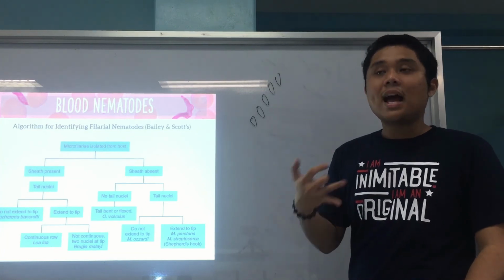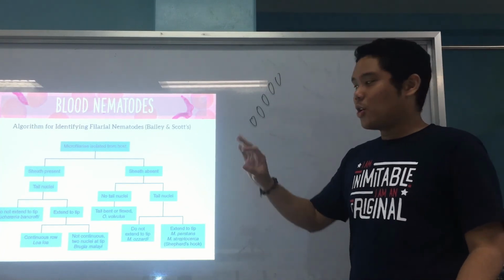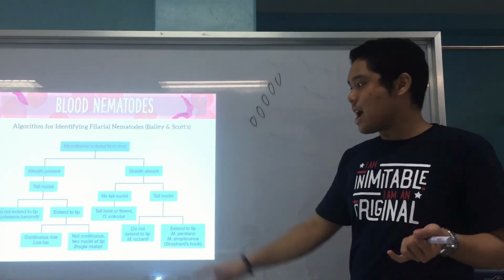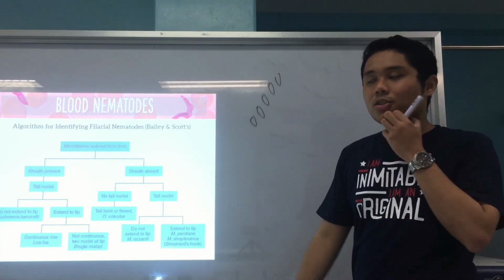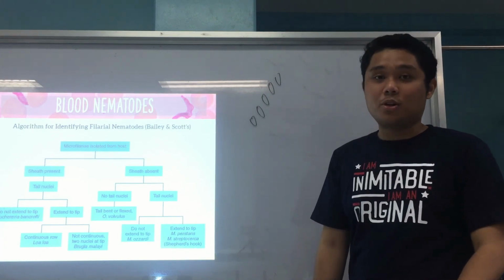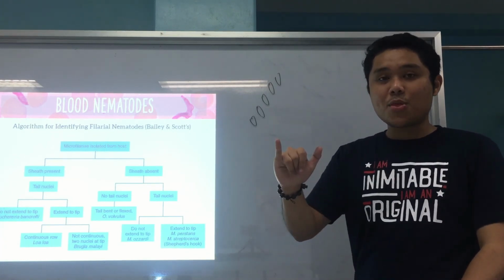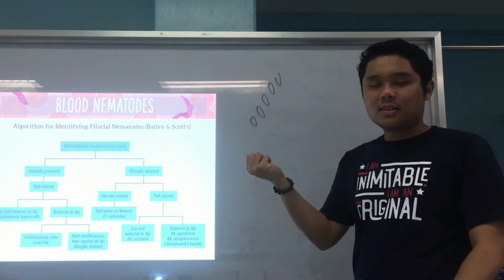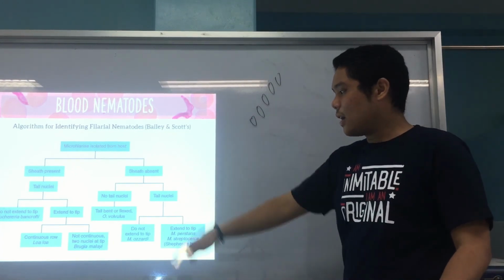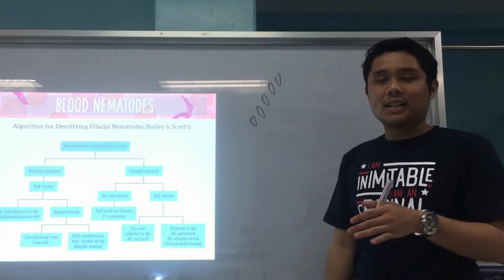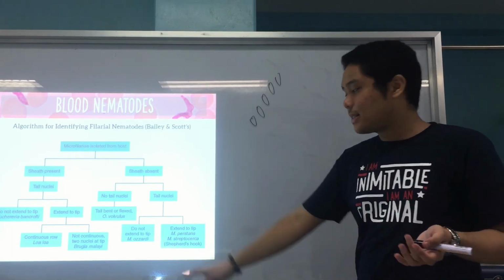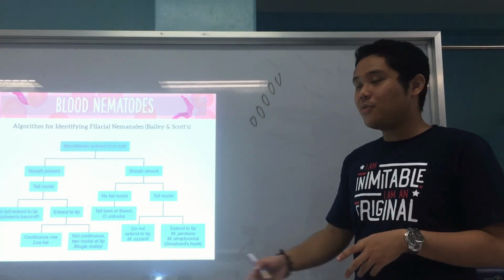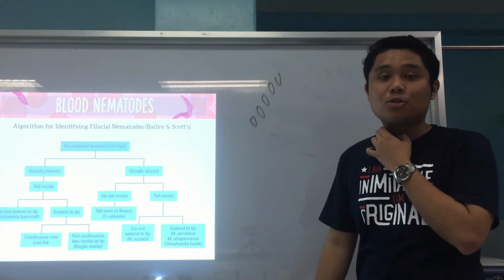Now, let's say the sheath is absent, so which ones are unsheathed? Onchocerca and Mansonella species, okay. So if the sheath is absent, we look now at the nuclei. If there are no nuclei in the tail, it's Onchocerca volvulus, right? No sheath, no nuclei, okay? Alright. Now, on the other end, if it has nuclei, we then look if it extends to the tip or not. So if it does not extend to the tip, it's Mansonella ozzardi, and if it extends to the tip, you have Mansonella perstans or Mansonella streptocerca.